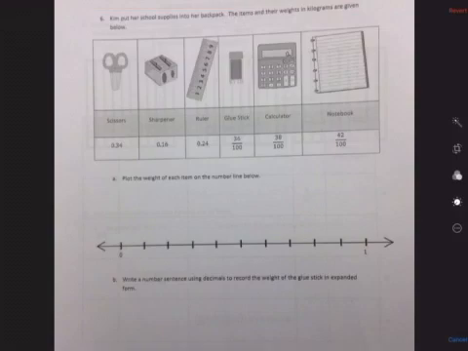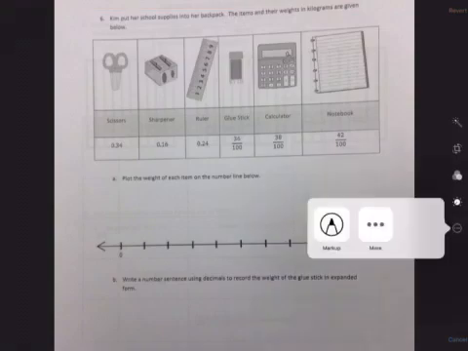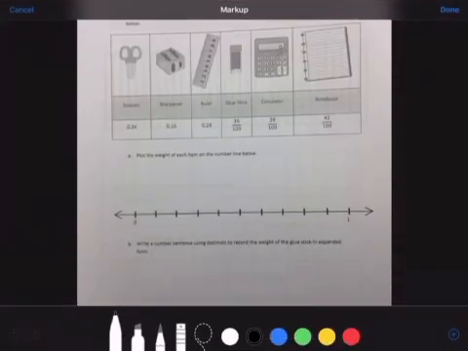So it says Kim put her school supplies into her backpack. The items and their weights in kilograms are given below. So she had scissors at 34 hundredths, a sharpener at 16 hundredths, a ruler at 24 hundredths, a glue stick at 36 hundredths, a calculator at 38 hundredths, and a notebook at 42 hundredths. The first thing I notice is that some of her weights are listed in fraction and the others are listed in decimal. So if I'm going to do any comparing, it might be hard to do unless I put them the same way. A says plot the weight of each item on the number line below.